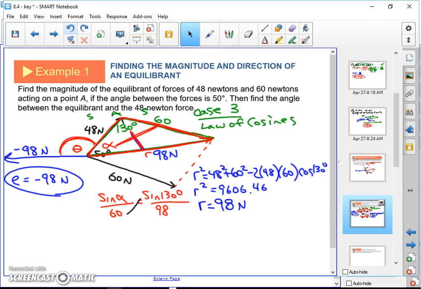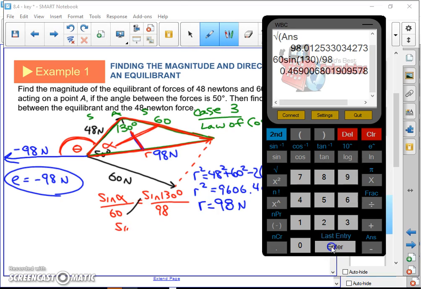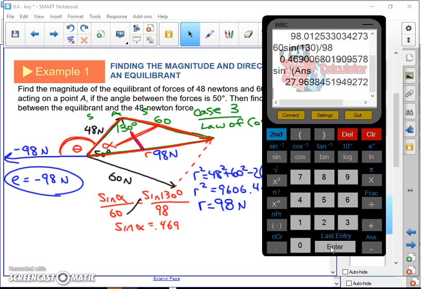And so we've done this. We're going to multiply both sides by 60. So it's going to look like 60 sine 130 divided by 98, 0.469. Sine alpha equals 0.469. And then what do we do to finish that one up? Inverse sine. Inverse sine on that number, because it's law of sines. Let's call that 28. Alpha is 28 degrees. Okay?